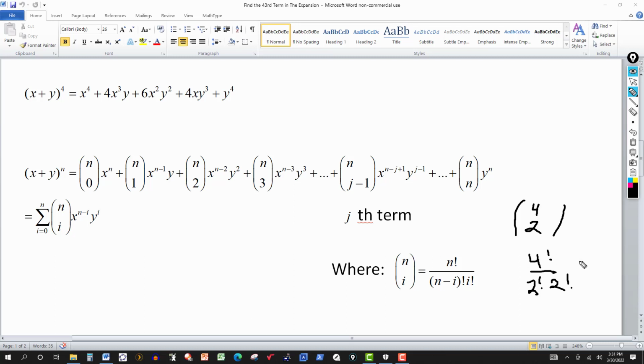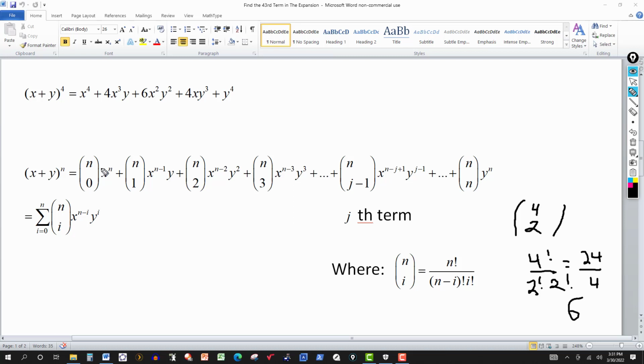So 4 factorial, you multiply that out: 4 times 3 times 2 times 1, that's 24. 2 factorial is 2 times 1, and the other 2 factorial is 2 times 1, so that's 4. This is 24 divided by 4. So 4 select 2 is equal to 6.